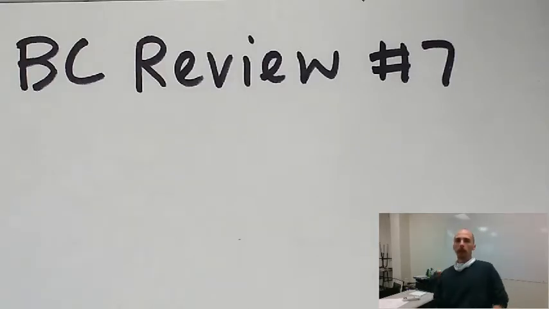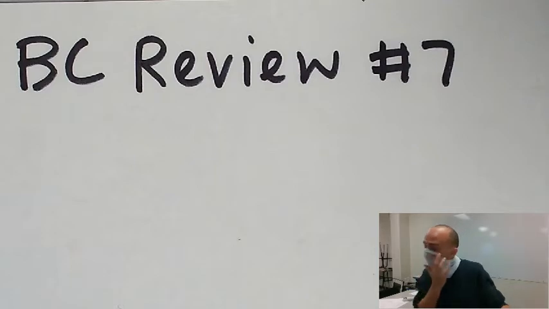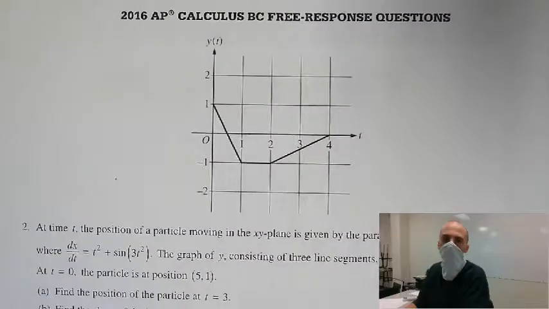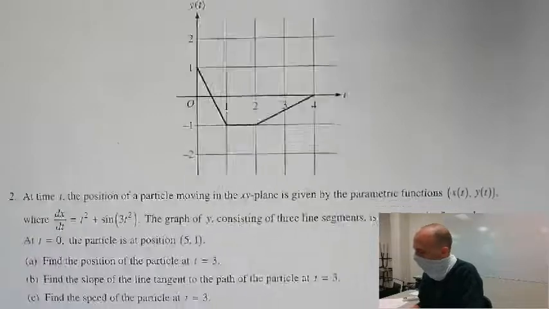All right, in this video I'm going to be working the problems from BC Review number 7, which is free response that covers parametric equations, function analysis, and also some of those table data with context problems. So I'm going to start with 2016 BC number 2. I'm going to need to bring that in, probably zoom out a little bit.